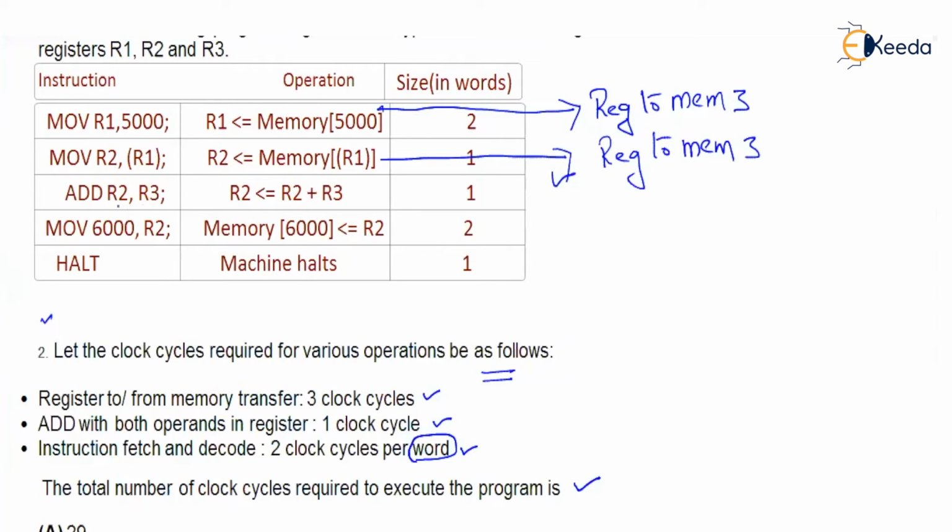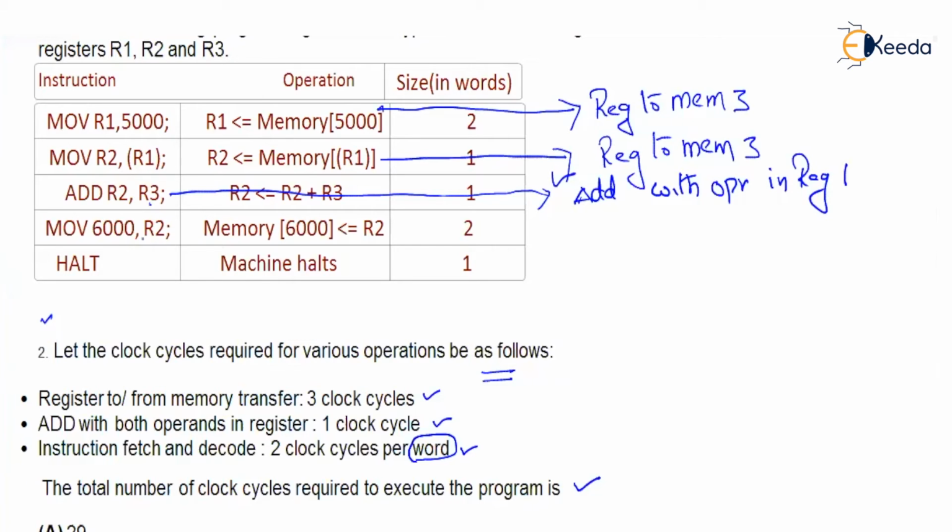This is addition with both operands in the register. If it is addition with both operands in the register, it just takes 1 clock cycle. This is add with operands in registers, which takes 1 clock cycle.